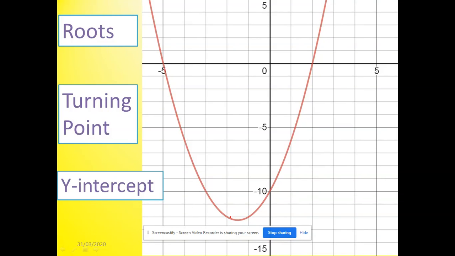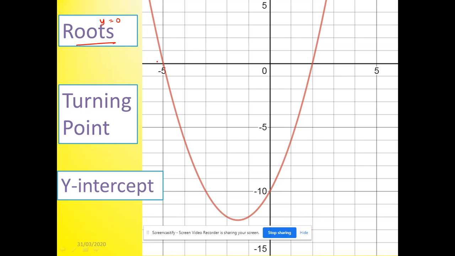Okay, so these are some of the parts of the graph that you're going to have to be aware of. So we've got the word roots. The roots are when basically y equals 0. It's where it crosses the x-axis. Now, not all quadratics will cross this axis. If the graph is above the axis, then it's never going to cross. Or if it's all below it and it's a negative, then it's never going to cross.